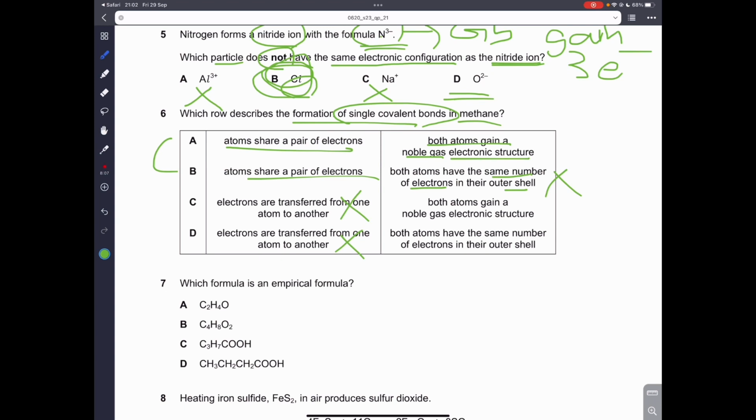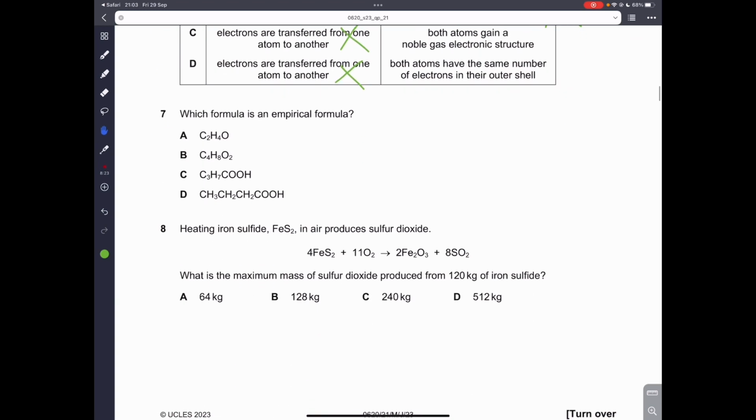Now the main thing about covalent bonds that you will learn at this IGCSE level is that the covalent bonds will always bond so that they will gain a noble gas electronic configuration. In other words, the outer shell electrons are full. So the answer for question number 6 is A.